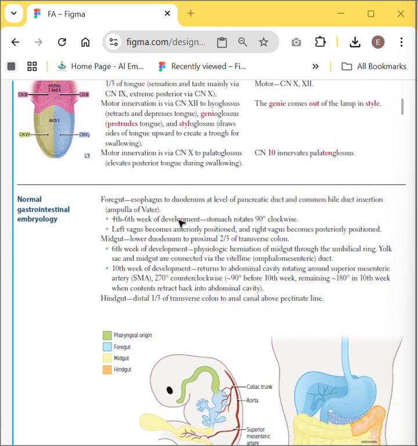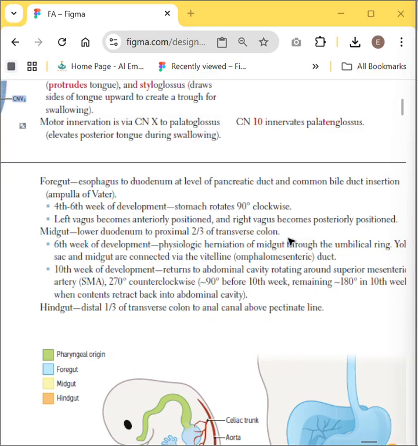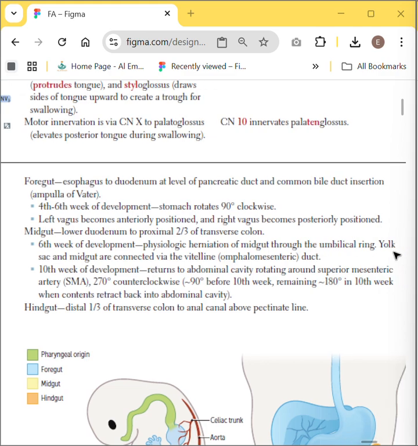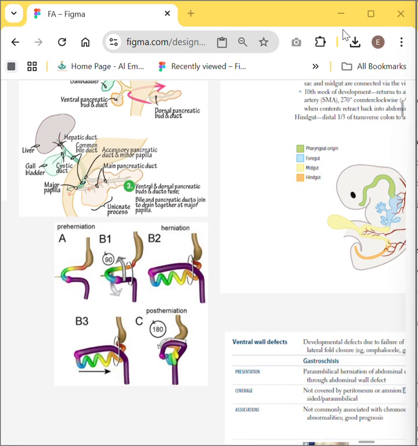So it's very easy, you know. Now, the midgut. The midgut starts from the lower duodenum to the proximal two-thirds of the transverse colon. At the sixth week of development, there's a physiological herniation of the midgut through the umbilical ring, and the yolk sac and midgut are connected by the vitelline omphalomesenteric duct. Now, first, let's see what the midgut includes.